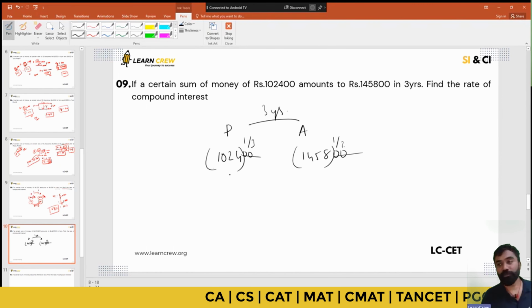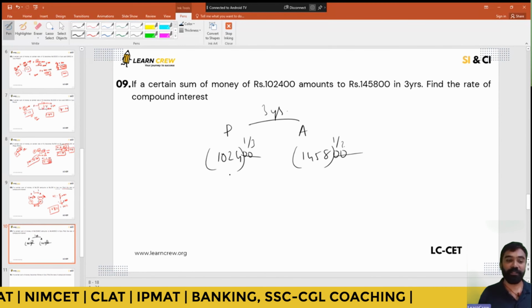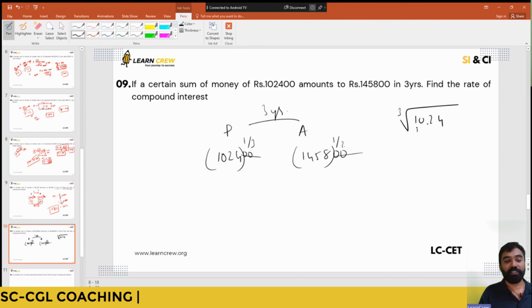What is the cube root of 1,024? How do you find cube roots? I explained it. Cube root of 1,024: last 3 digits split, it is ending with 4. The option is 4. 4 4s are 16, 16 4s are 64. It is going to be 4 only, right?